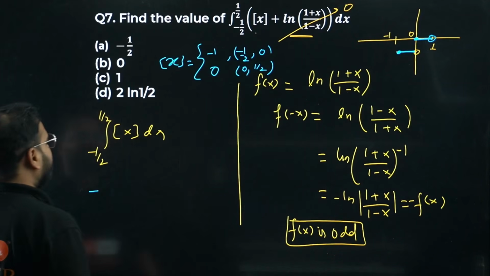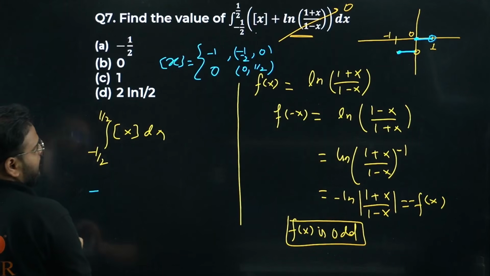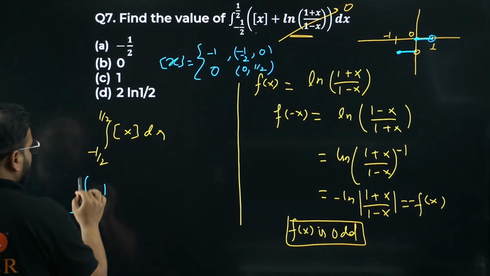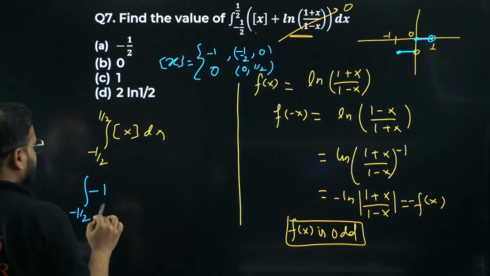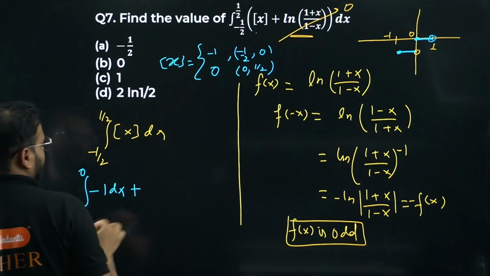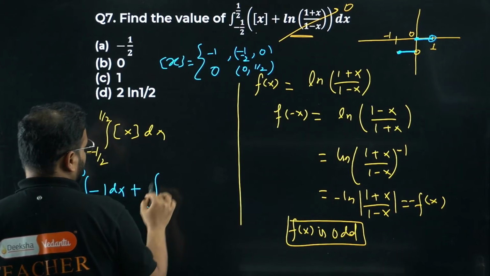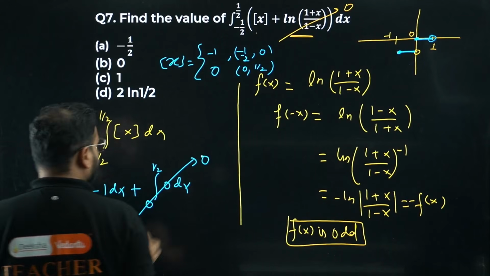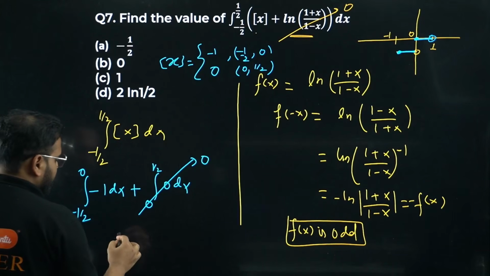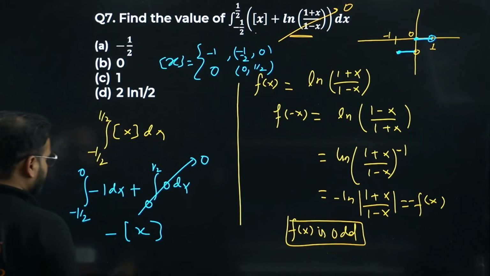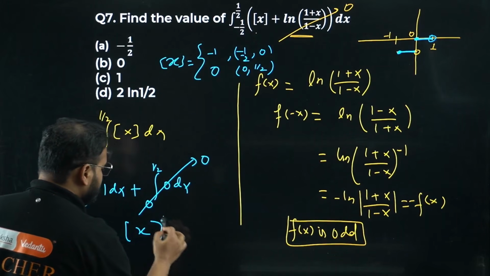So I can define it like this. Please check: minus 1 from minus 1 by 2 to 0, dx, plus this is 0, and this will be 0 to 1 by 2, which becomes 0. This you can't integrate, so it is gone. What is this going to be? The minus will be outside, and you're going to get x. Limits are going to be minus 1 by 2 to 0.